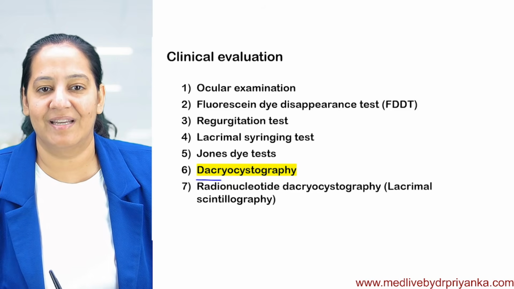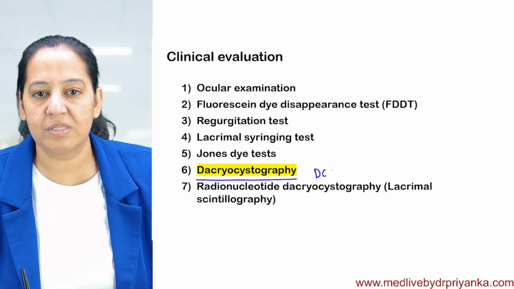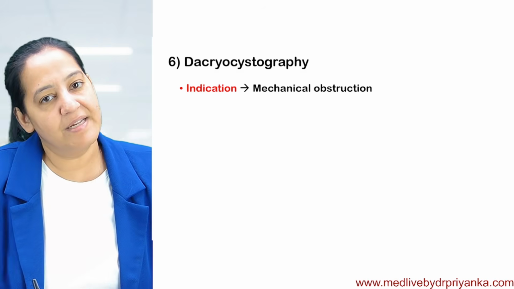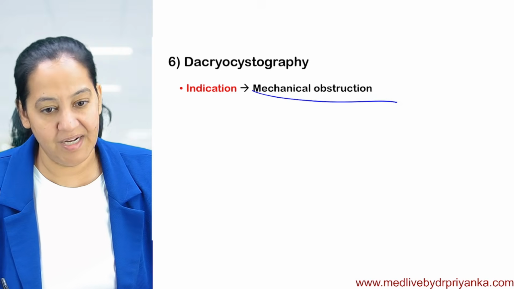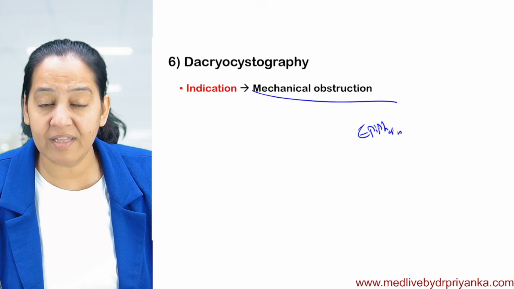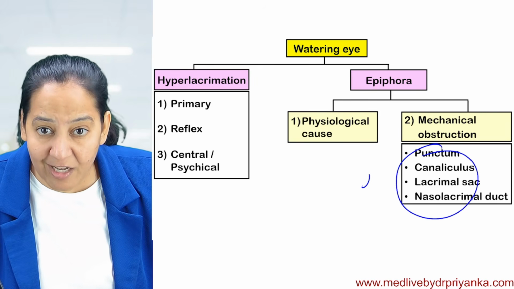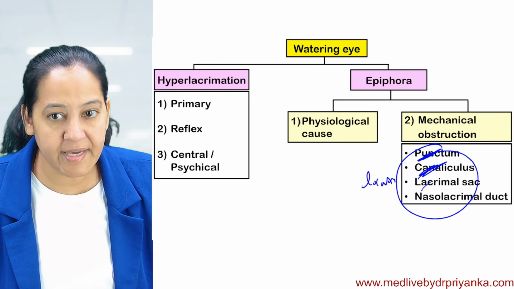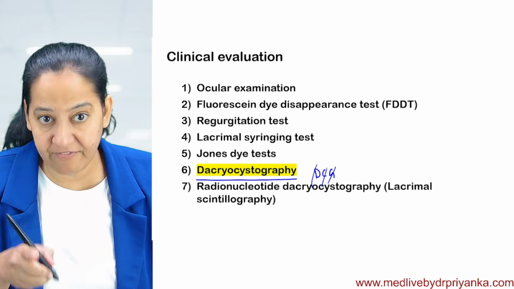Now coming to the sixth test, that is dacryocystography, known as DCG. What we are doing here, it is indicated if the cause is mechanical obstruction. It is indicated in case of epiphora. Now you will say, ma'am, if it is epiphora, how are you locating the exact location? What is the exact location of the obstruction? Is it the punctum? Is it the canaliculi? Is it the lacrimal sac or the nasolacrimal duct?